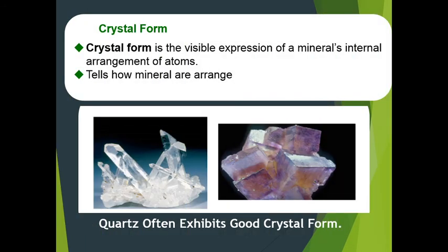Then we have also crystal form. So I said earlier that one of the criteria in determining a mineral is crystallization. Crystal form is the visible expression of a mineral's internal arrangement of atoms. Crystal form tells how minerals are arranged. So meaning, crystallization is one of the important characteristics for you to determine the specific type of a mineral.